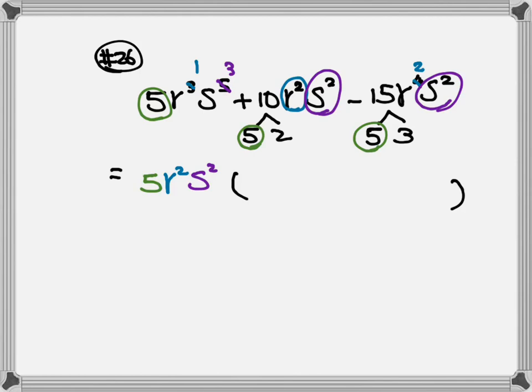The next, whatever you cannot take out, you're going to leave inside the parentheses. So first number, we have r s to the third power plus 2, then minus 3r squared.